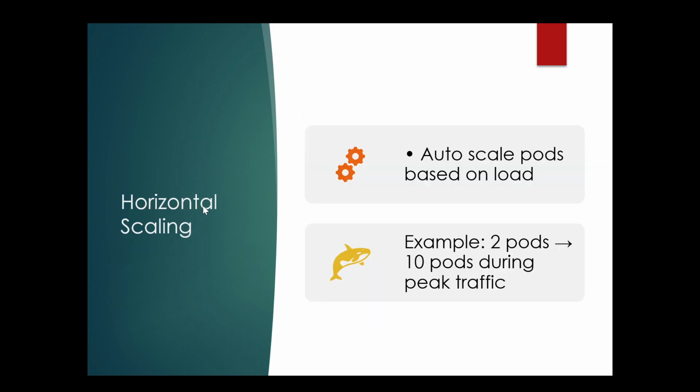The next feature we're going to talk about is horizontal scaling. What this means is that it auto scales pods based on the load. Now it could be a CPU or memory load on the system. Basically, for example, you have 2 pods running and then the load on these 2 pods increases, and then the number of pods increases based on your customization. Let's say, for example, you get a maximum of 10 pods running during the peak traffic.